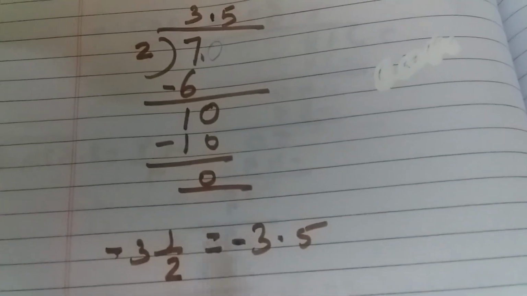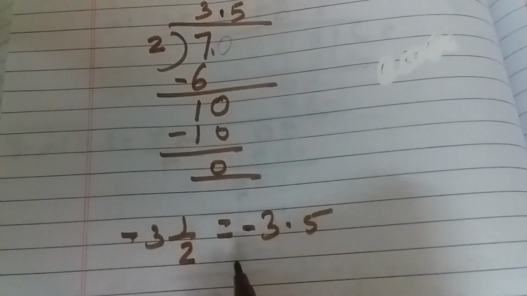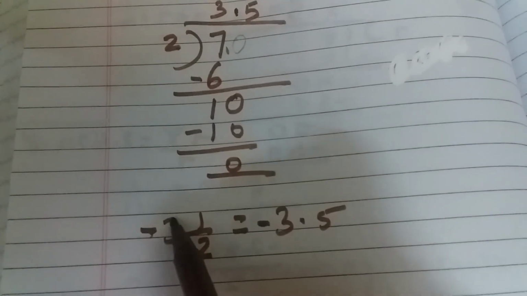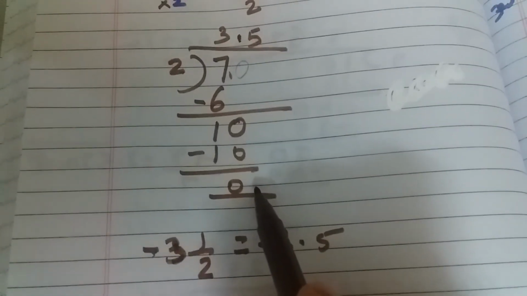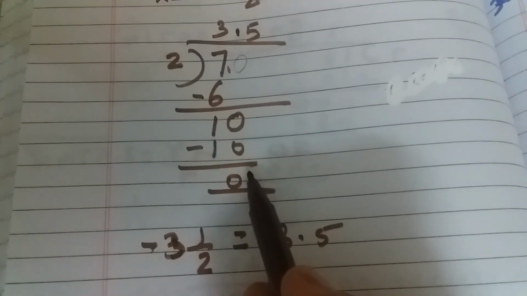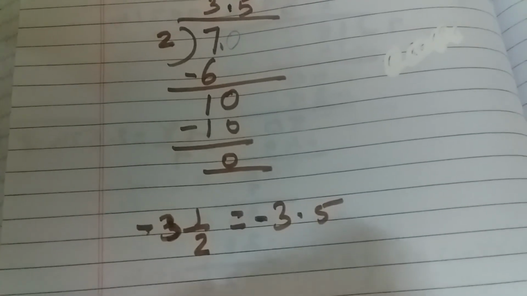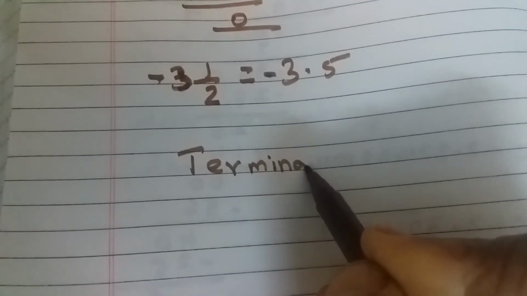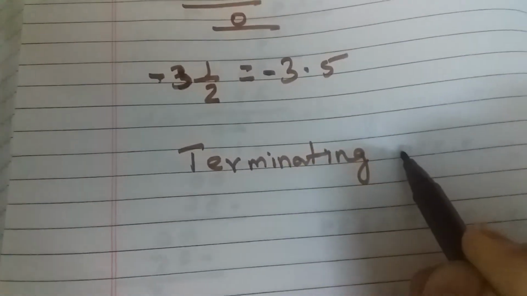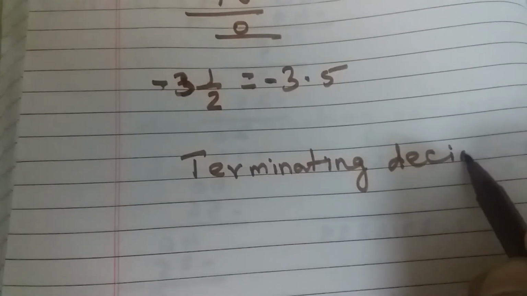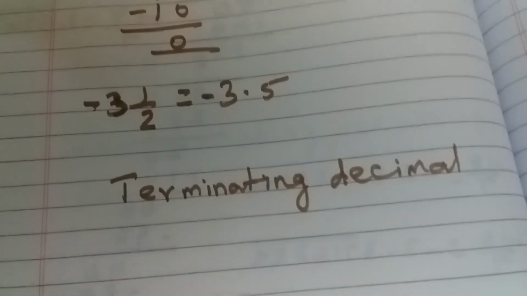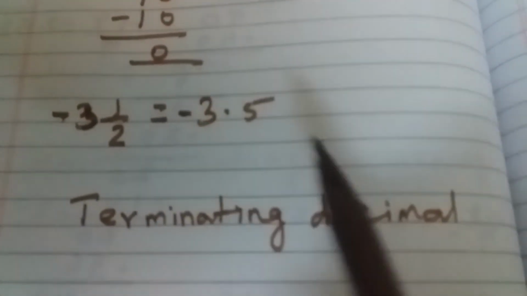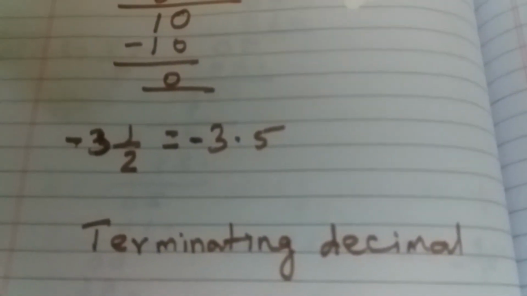Minus 3 1 by 2 is equal to minus 3.5, which is the decimal representation of the rational number minus 3 1 by 2. Since the remainder is becoming 0, it has an end. So this is called a terminating decimal. Terminating means there is an end. So non-terminating means it has no end. If it is non-terminating, the same digits will be repeating as we saw in the previous sums.